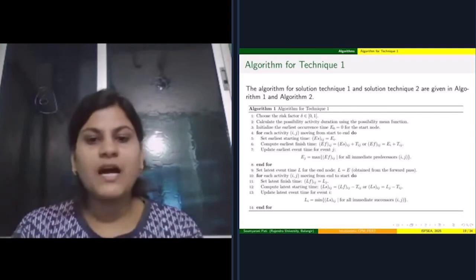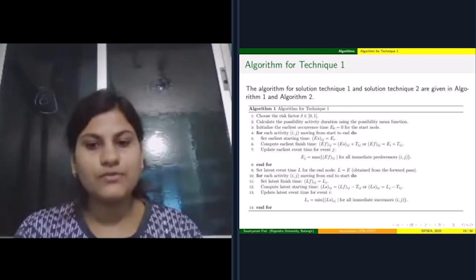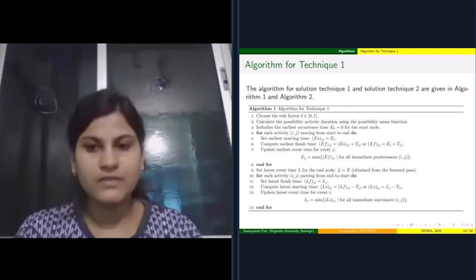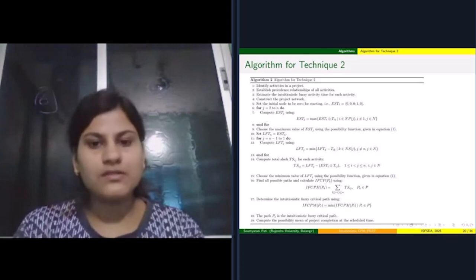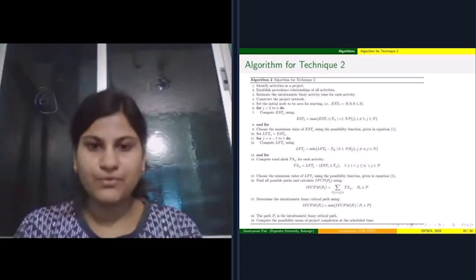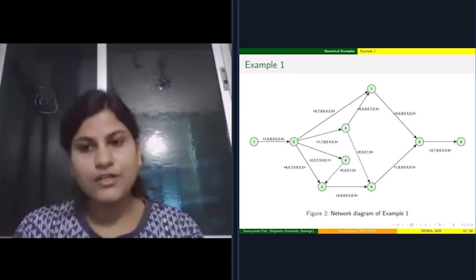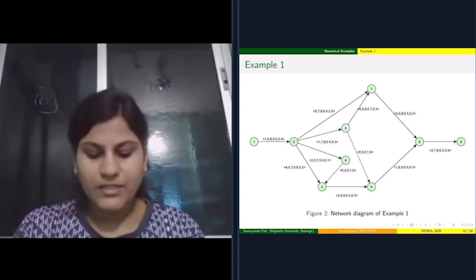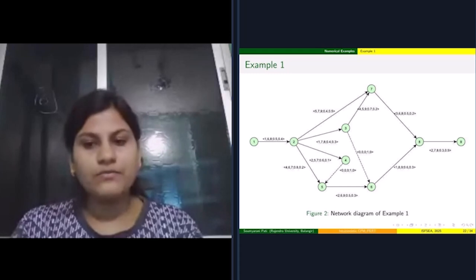This is the algorithm for technique 1. This consists of solution technique 1. Similarly, algorithm 2 consists of solution technique 2. We include two numerical examples to demonstrate the applied nature of the methodology. This is the network diagram.